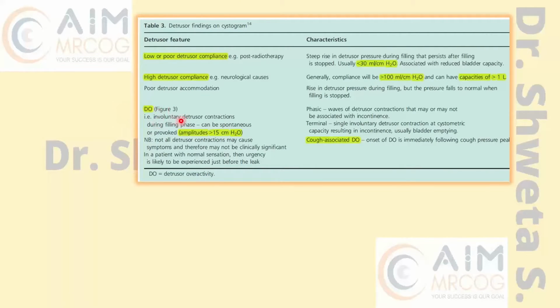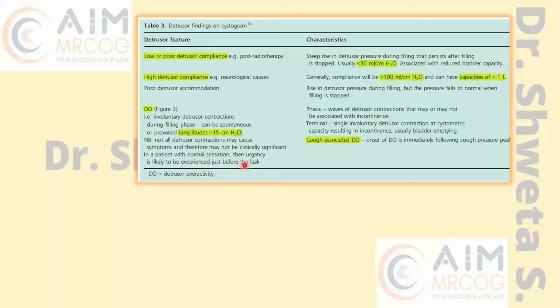Then comes the detrusor overactivity. It is involuntary detrusor contraction we see during the filling phase. It can be spontaneous or provoked, I told you, and the amplitude should be more than 15. I told you that not all detrusor contractions will lead to symptoms. So it might be clinically significant, it might not be.